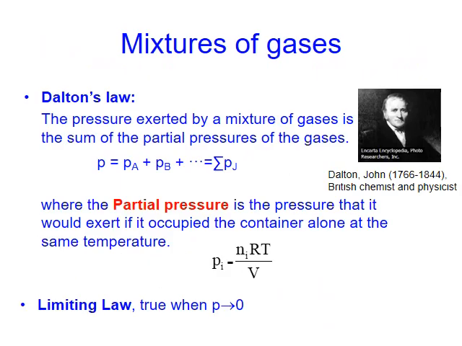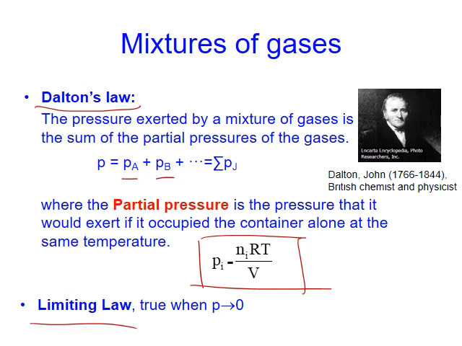The equation we just derived is also summarized in Dalton's law, which states that the pressure exerted by a mixture of gases is the sum of the partial pressures of the gases. And the partial pressure is the pressure that it would exert if it occupied the container alone at the same temperature, using the ideal gas law. Since the ideal gas law is used, Dalton's law is a limiting law that is only true when pressure approaches zero.